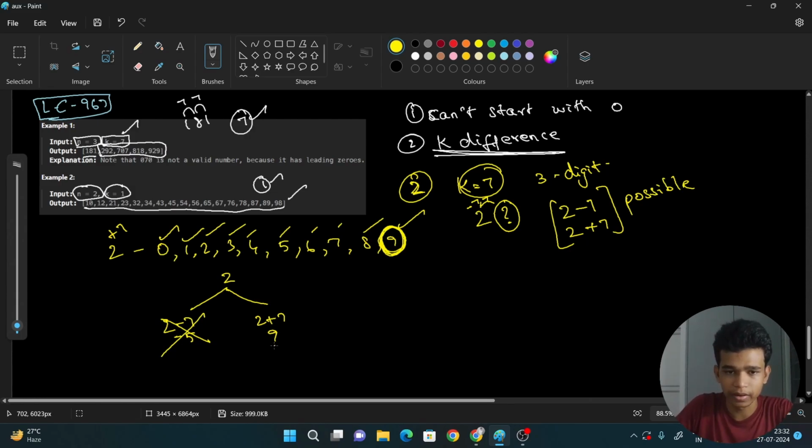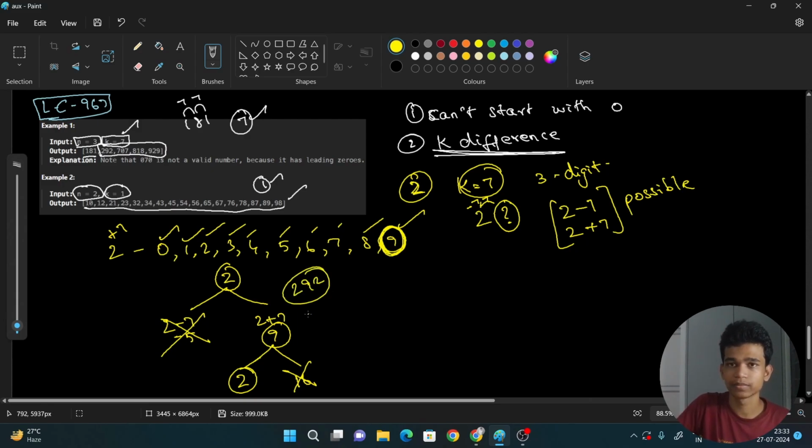Now this 9 can go for 9 minus 7, which is again 2, and 9 plus 7, which is 16. Can 16 be allowed? No, 16 cannot form the next digit. We want only one digit, but it has 2 digits. So we can have this 2. Now see here, 2, 9, 2. How many digits do we have? 3 digits. Stop there. So 292 is our answer.